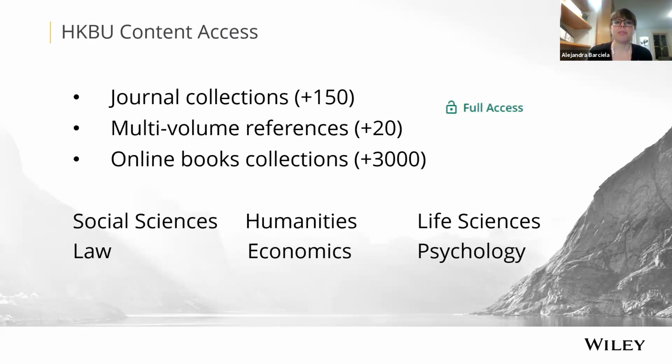And specifically for you, you have access to a number of resources from Wiley, different journal collections, some online encyclopedias, over 20 different online encyclopedias, and also over 3,000 different online books as well. The content that you have access to touches different topics, but is mostly around social sciences, humanities, economics, life sciences, psychology, law. If you don't see your discipline on the screen, it doesn't mean that you don't have content for that. I'm just highlighting the broader themes and the broader disciplines.